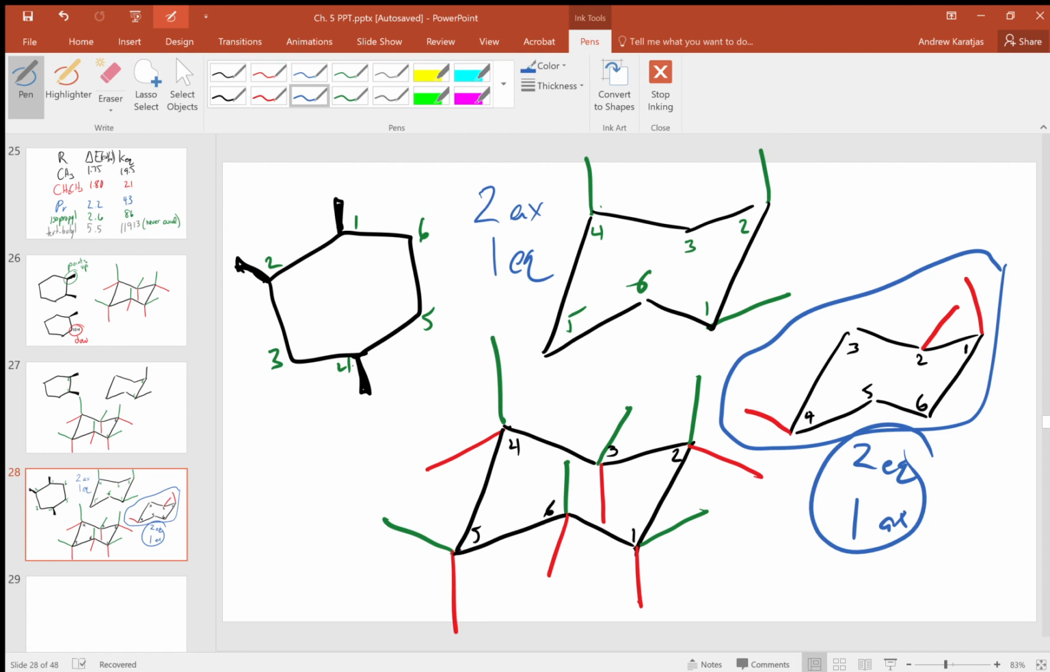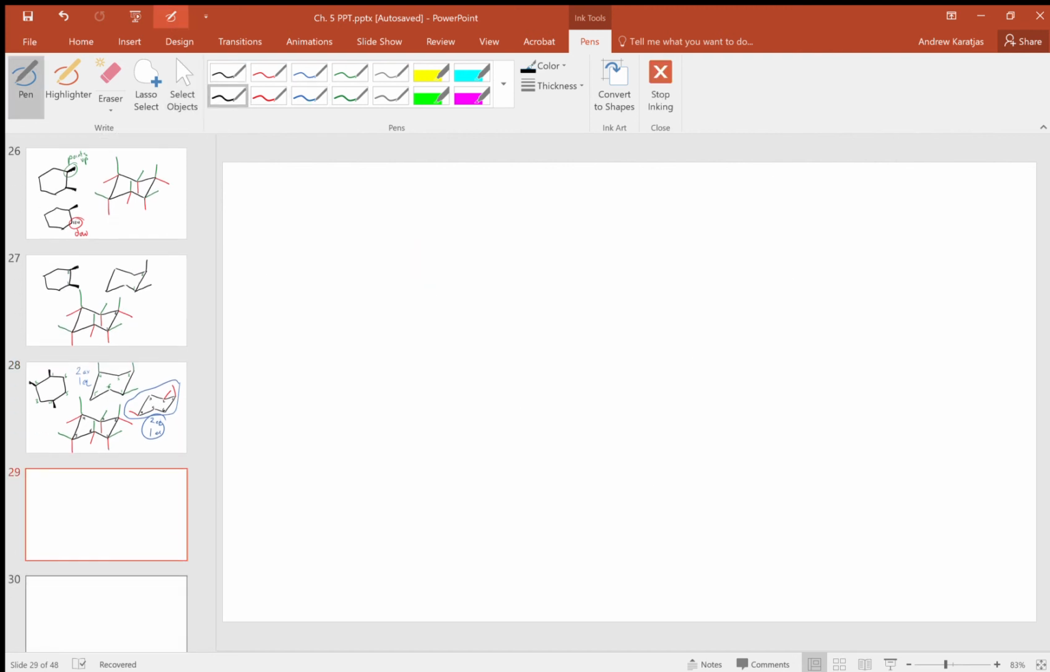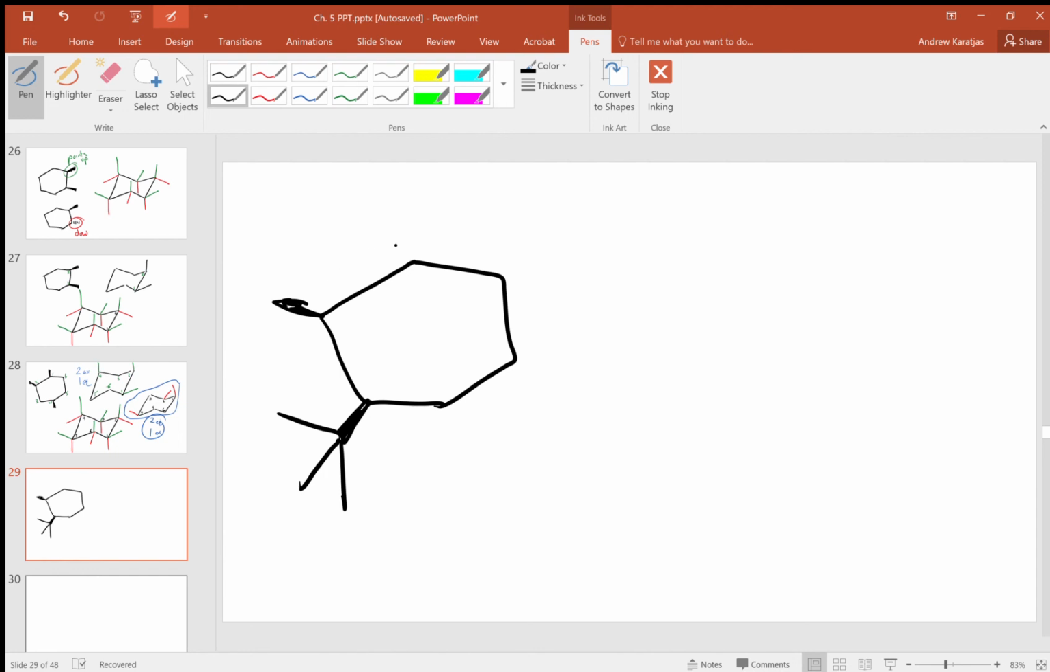So again, to summarize what this part has said, if all of our groups are the same size or approximately the same size, then what controls everything is getting as many of them equatorial as possible. But sometimes it's controlled by a large group. So what if we said to draw the most stable chair conformation for this?